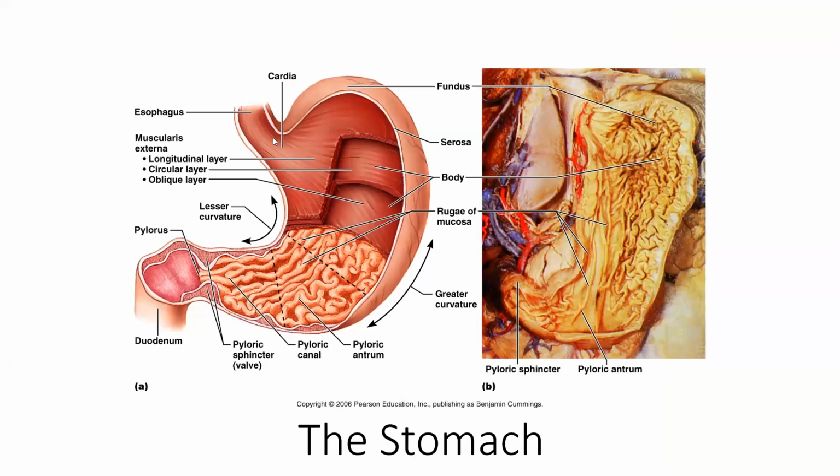Let's get this out of the way. So what does it look like on the inside? Well, here are our 3 layers right there. There's our rugae. This is a stomach that's been opened up. They all look pretty much the same, with a sphincter at each end. Both sphincters are designed to restrict the flow of material.